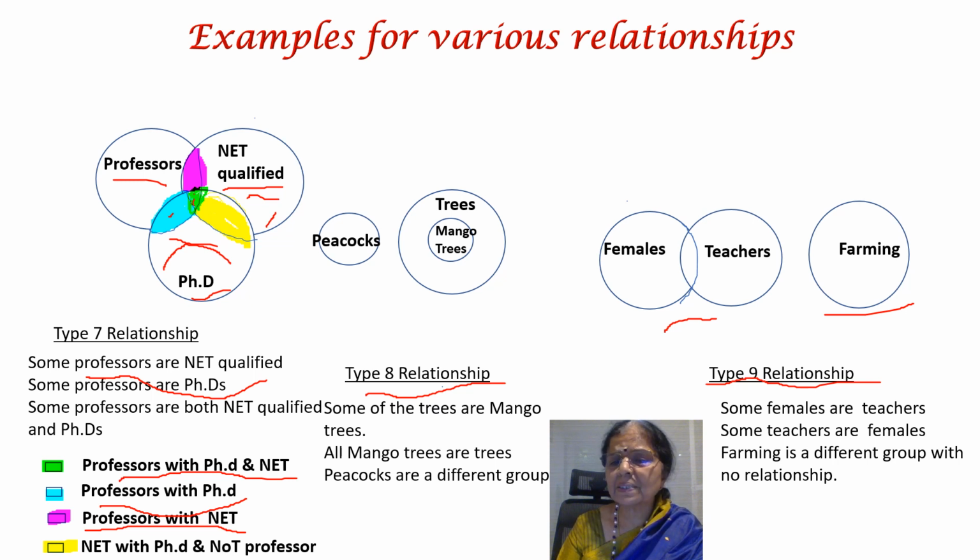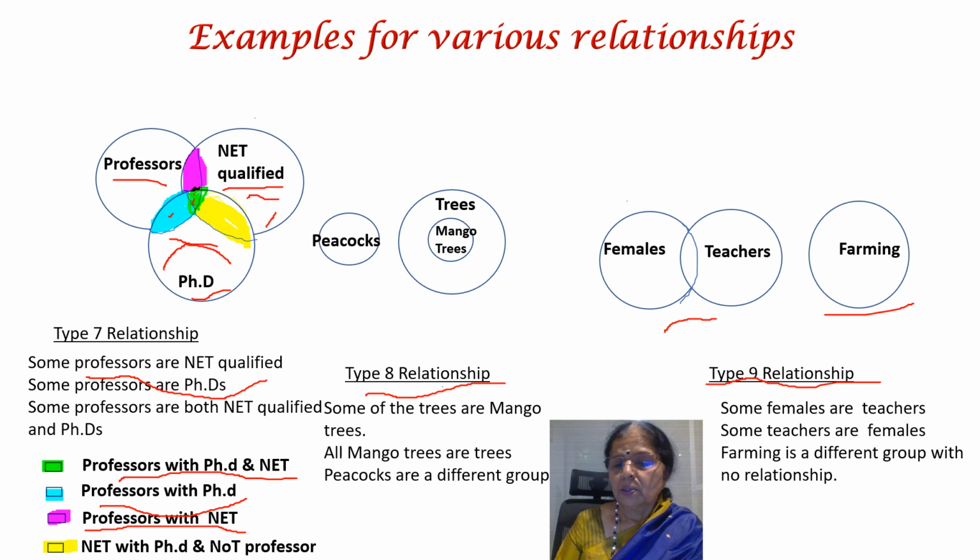And farming is a separate group denoting a profession. So it does not have any relationship with the teacher, and it does not have any relationship with females. It is entirely different. So we have put it as a separate group. Alright, this is the ninth type of relationship.